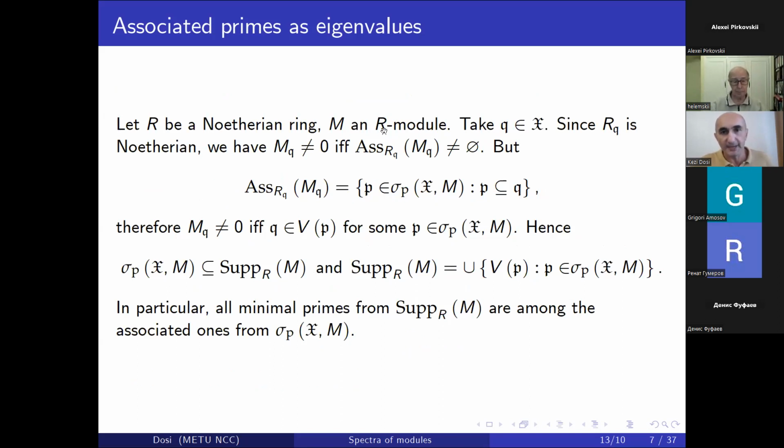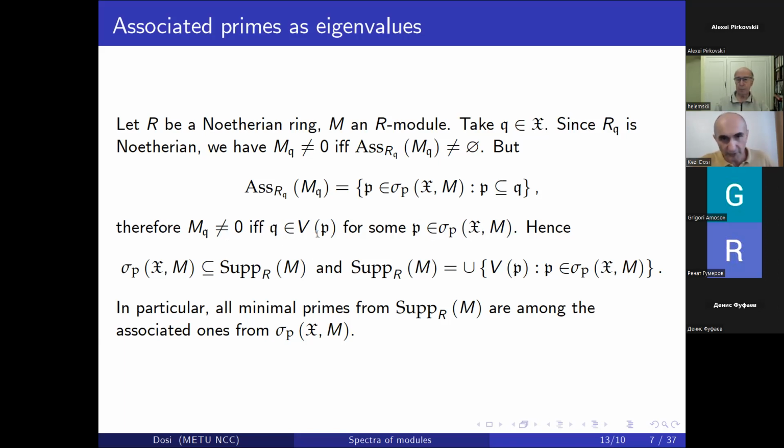Okay, now let's take a Noetherian ring, M a module. Now take any prime Q from X. Let's pass to localizations, R_Q. R_Q is also Noetherian, so we have this criterion again: M_Q is non-zero if and only if the associated prime set, the point spectrum, is non-empty. But since R is Noetherian, we know what they are, right? The set of all primes which are inside of Q. That's standard manipulation from commutative algebra. So this one provides us some link to the support. So M_Q is non-zero if and only if Q belongs to V(P), the set of all primes which contain P, for some P from my point spectrum.